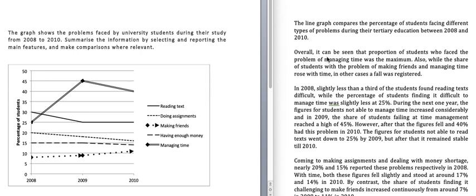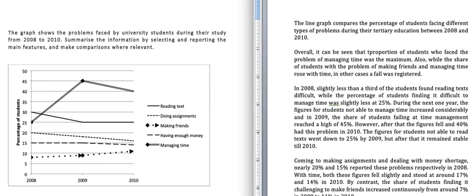Overall, it can be seen that the proportion of students who face the problem of managing time was the maximum. So you can see this is managing time. This is the maximum. Maximum students face this problem. Also, while the share of students with the problem of making friends and managing time rose with time. So making friends, this is making friends. So this is gone up, and this is also gone up.